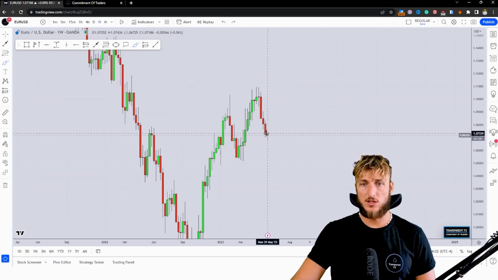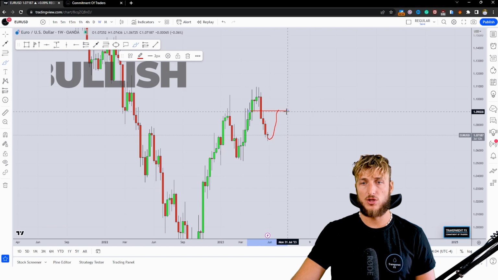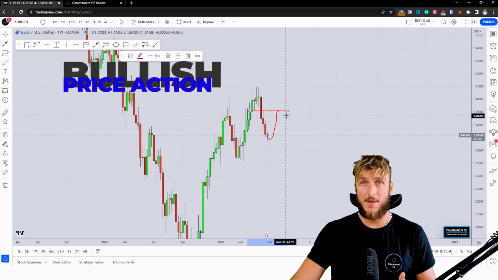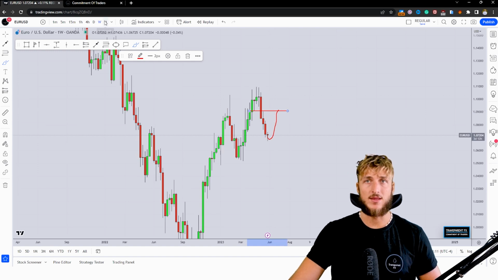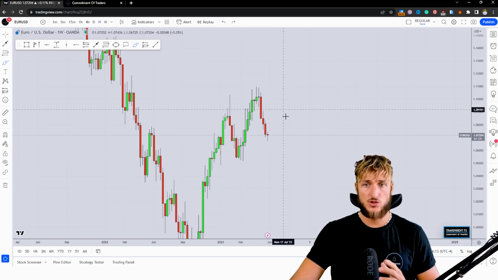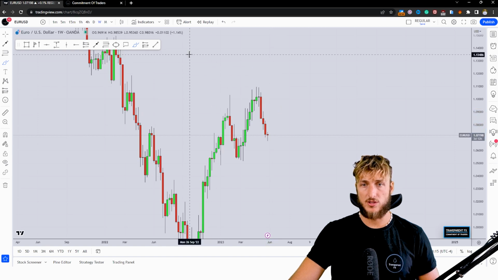So by looking at the market here on the weekly, there is a possibility to see bullish price action for the completion of the M pattern, which at that point would also reject the monthly support and demand. So here on the weekly, everything looks pretty bullish.